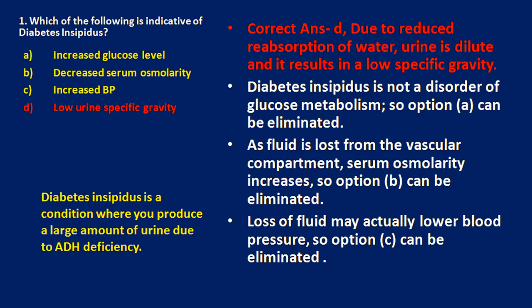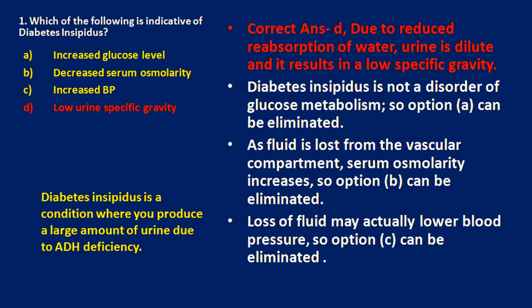ADH is antidiuretic hormone. So when we see the first option, that is increased glucose level, we can understand that diabetes insipidus is not a disorder of glucose metabolism. So we can eliminate that option. Considering the second option B, decreased serum osmolarity, as fluid is lost from the vascular compartment, serum osmolarity increases. So the option B also can be eliminated.